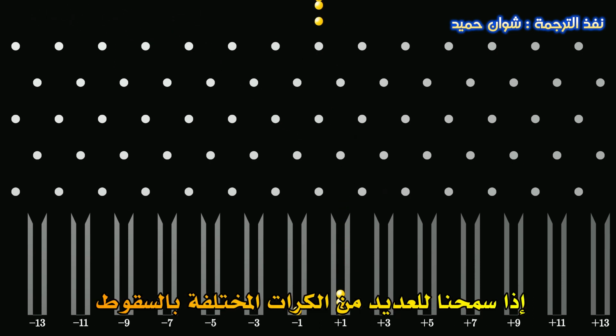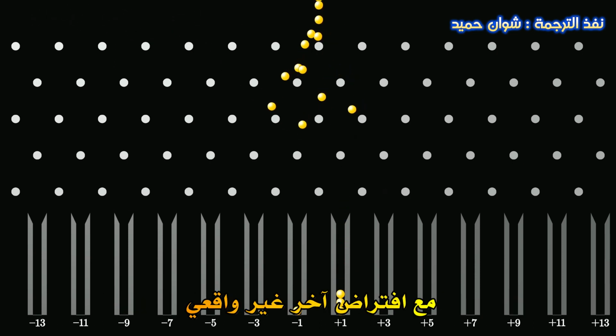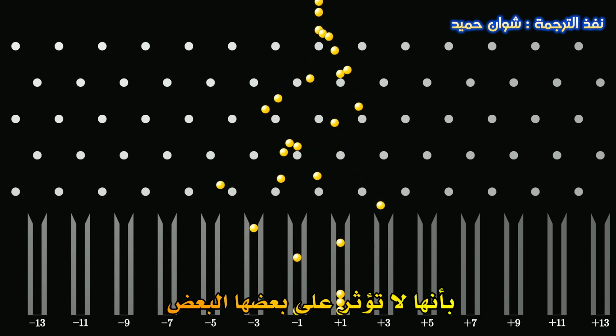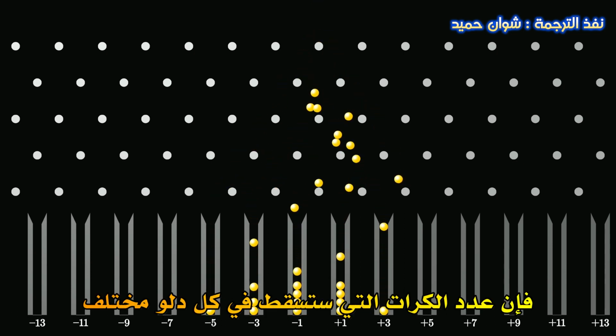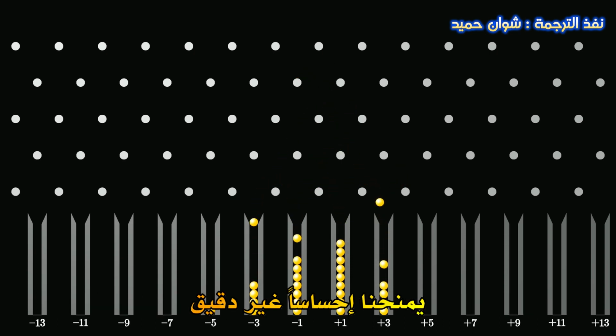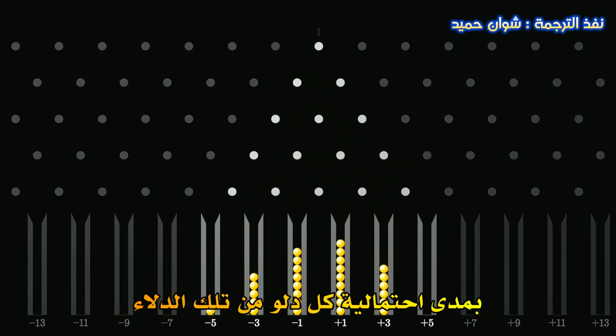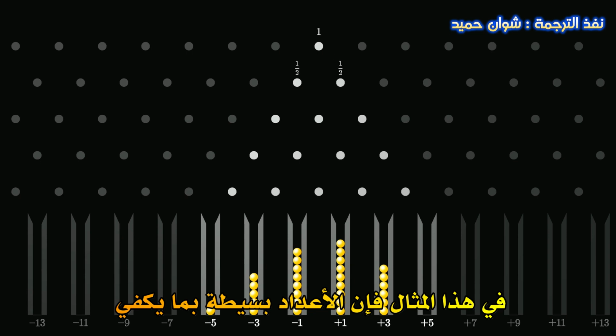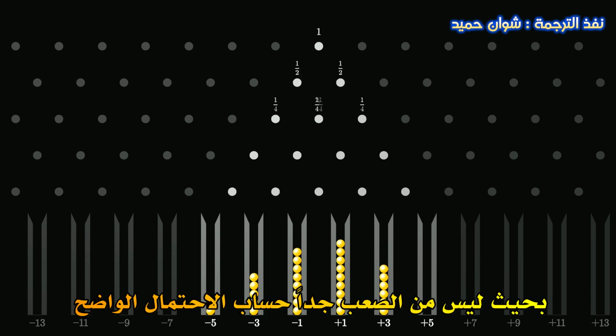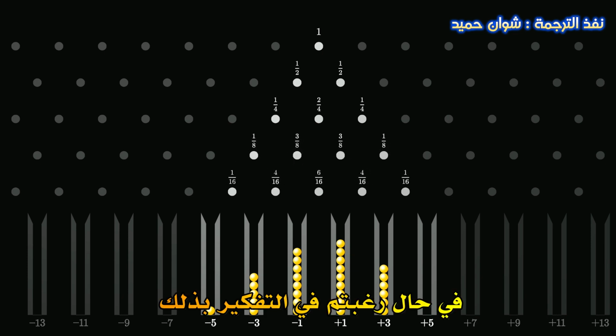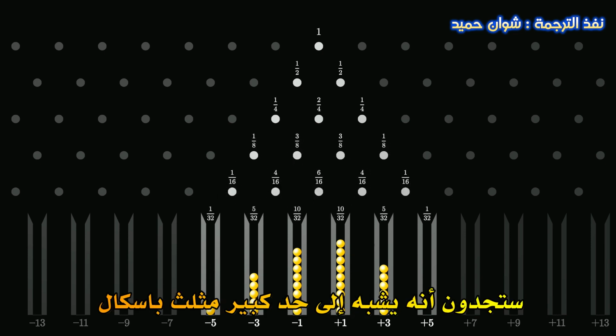If we let many different balls fall, making yet another unrealistic assumption that they don't influence each other, as if they're all ghosts, then the number of balls that fall into each different bucket gives us some loose sense for how likely each one of those buckets is. In this example, the numbers are simple enough that it's not too hard to explicitly calculate what the probability is for falling into each bucket. If you do want to think that through, you'll find it very reminiscent of Pascal's triangle.